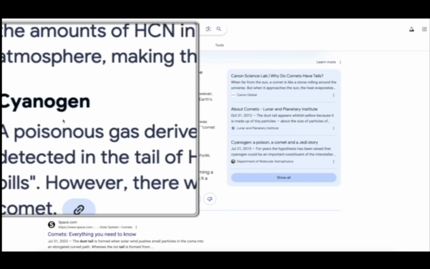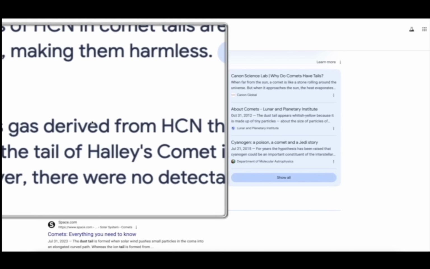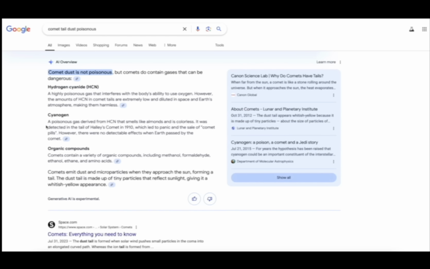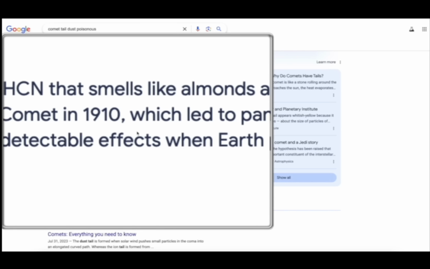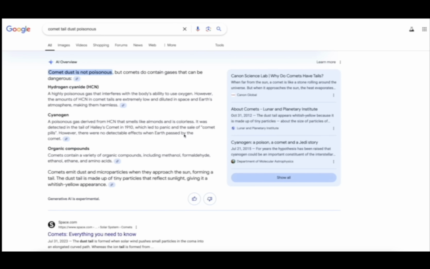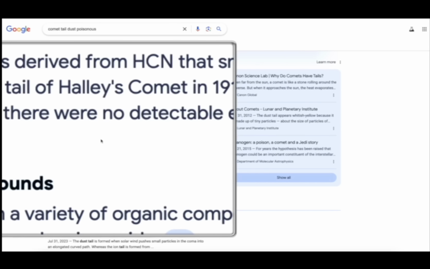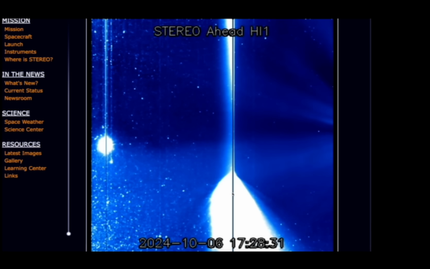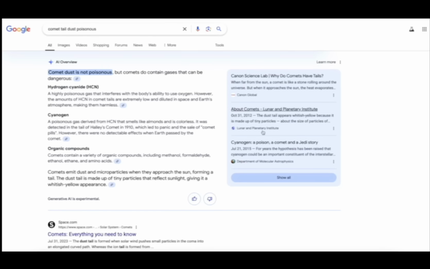And here's another one to consider. Cyanogen, a poisonous gas derived from HCN that smells like almonds and is colorless. It was detected in the tail of Halley's Comet in 1910, which led to a panic and the sale of comet pills. However, there were no detectable effects when Earth passed by the comet. By the comet, key word there. Not in the comet's tail like we're seeing right here.